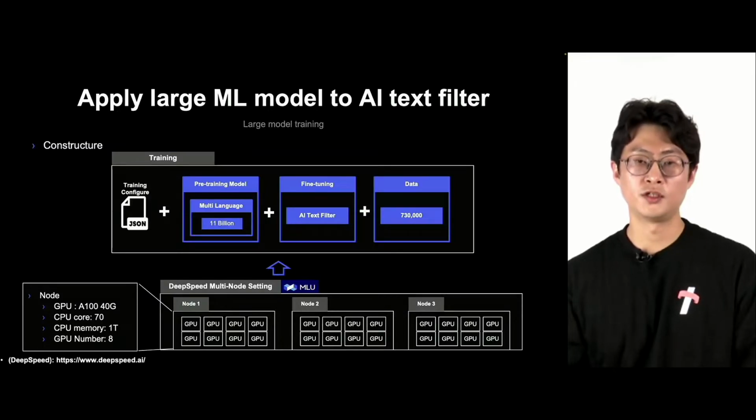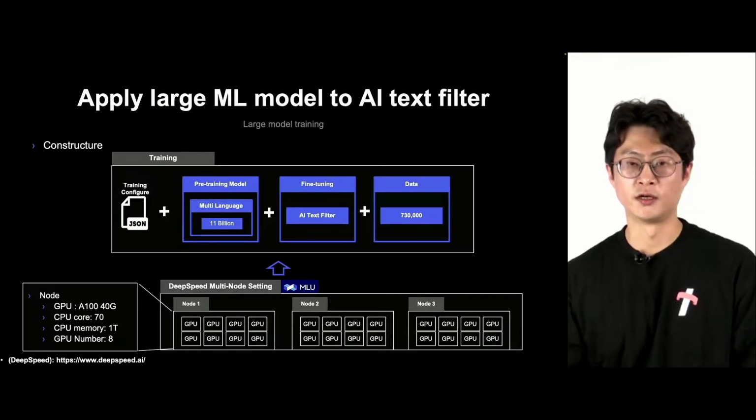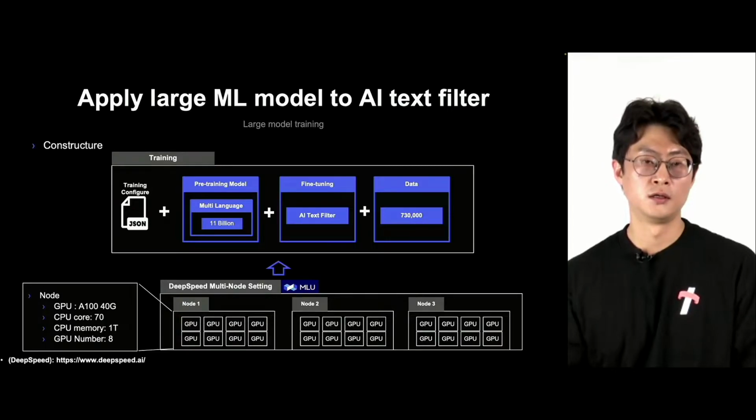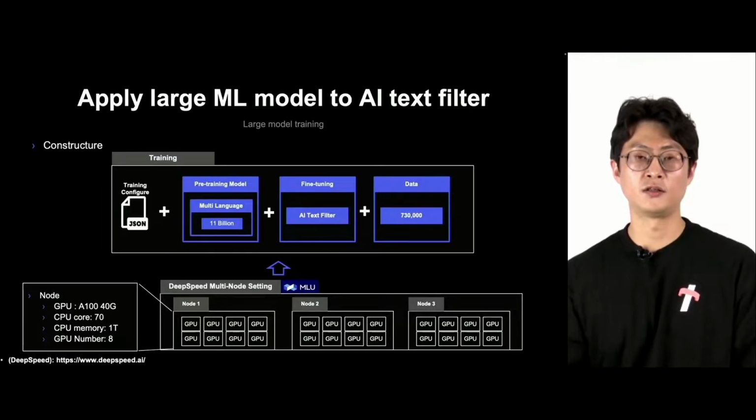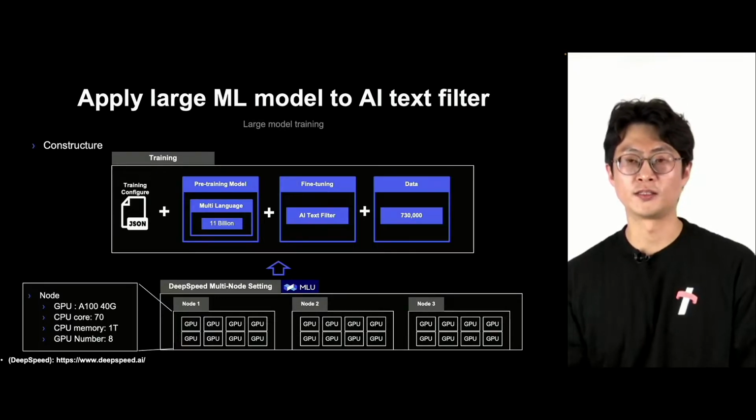During training, in order to make the test easier, we have defined the training configuration file, and we have made use of an 11 billion parameter multi-language model for public pre-training. For each AI text filter task, we have done fine-tuning, and about 730,000 data were used for overall training. And let me talk about some of the difficulties that we have faced in large model training.